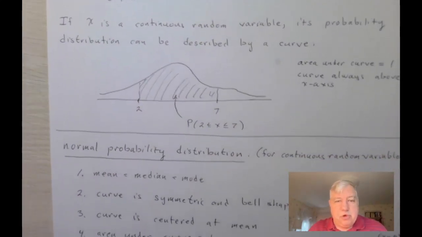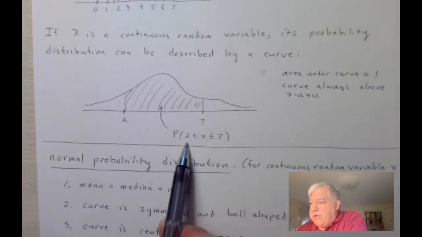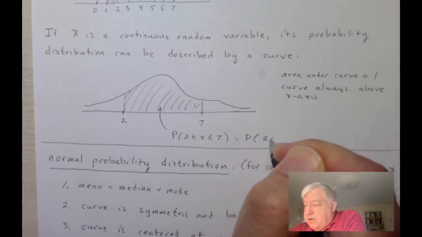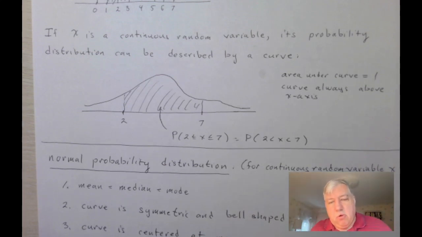We're also not going to make a big deal about whether we're including the endpoints or not. So this would be the same as the probability that x is strictly between 2 and 7, or we could include 2 and exclude 7. The probability is going to be the same. So we're not going to make a big deal about whether we include the endpoints or not.